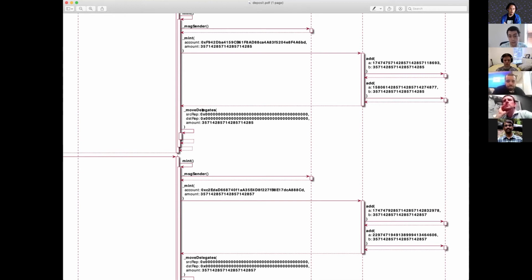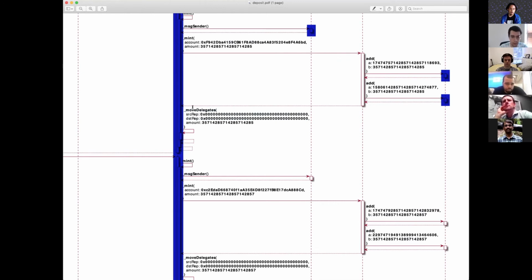Yeah, so I guess I don't understand why move delegates happens. Sorry, those are not going away for some reason. Source and destination rep was the 0 address. So I'm not quite sure what it's delegating to. Why is it moving the delegates from 0 to 0? I don't understand. Probably because there was no delegation required for this particular transaction, or this particular user chose not to delegate the token to anyone.